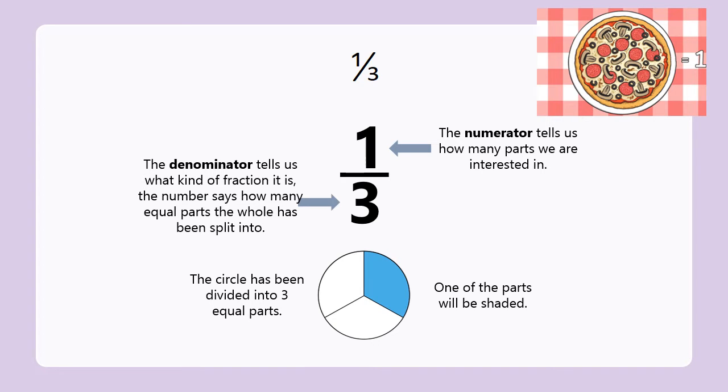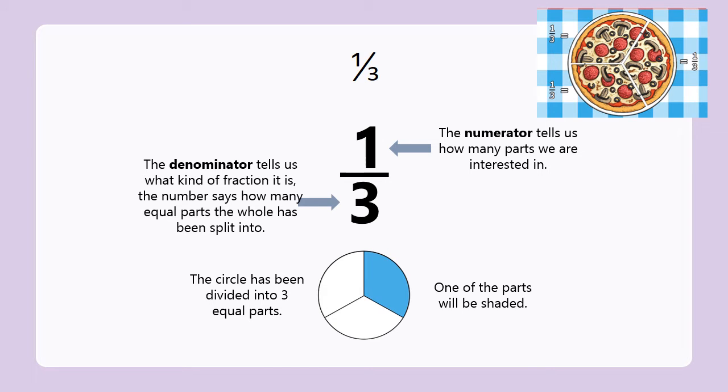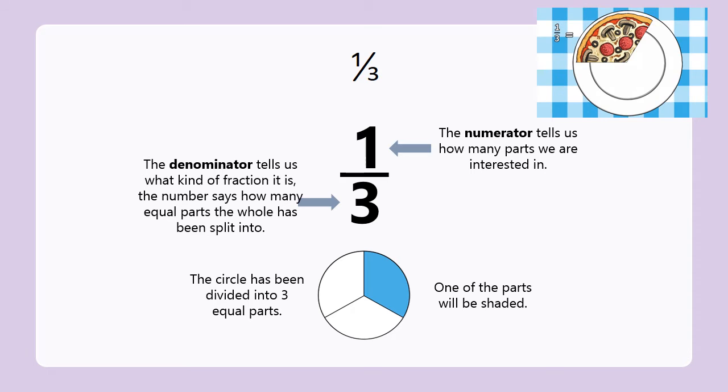We can show this with the pizza picture as well. We've got a whole pizza, and this is what it looks like if it is split into thirds. There are 3 equal parts, and each of those parts is 1/3, and it looks like that.